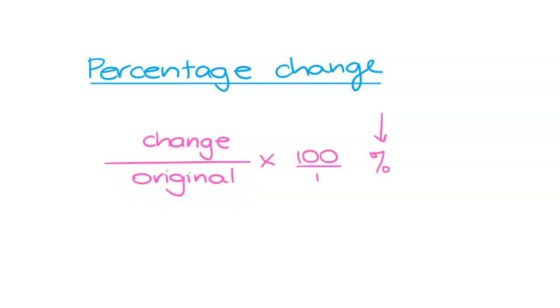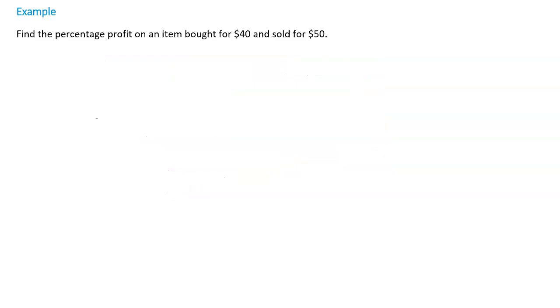And then make it into a percentage, just like we do for all fractions. To go from a fraction to a percentage, we multiply by 100 over 1. In this example here, we're asked to find the percentage profit on an item bought for $40 and sold for $50. Because we bought it for less than what we sold it, it's going to be a profit. And that profit is going to be 50 minus 40, which will be $10.